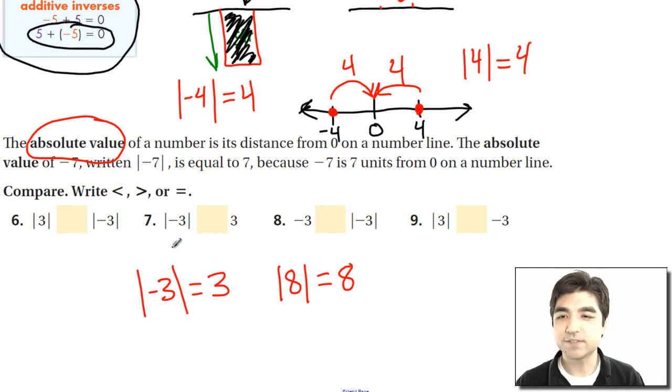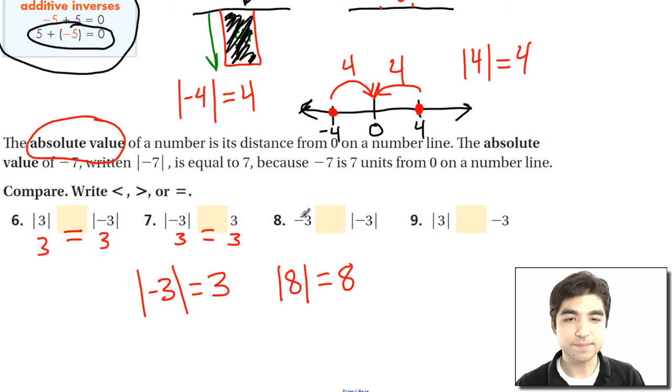Okay, so for these problems, they want us to see which one is less, greater than, or equal. So the absolute value of 3 and the absolute value of -3, we know that the absolute value of -3 becomes 3, and this becomes 3. So these are just equal. Same thing with this. Absolute value of -3 equals a +3. This is already +3, so this is equal.